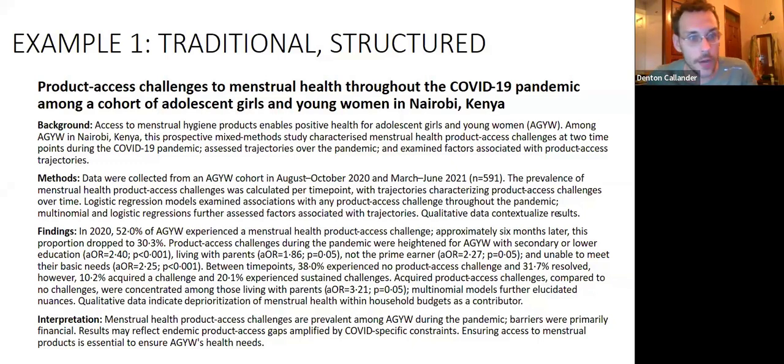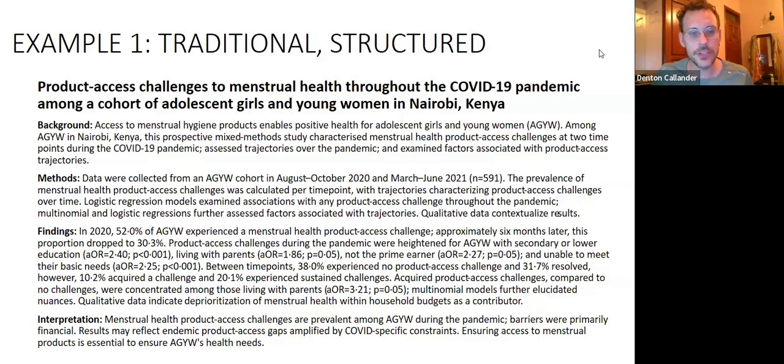So they go on to talk about levels of education, relationship or living with their parents, otherwise meeting basic needs. These are the factors that, when all things were considered, were related to the likelihood that these young women could access menstrual products.